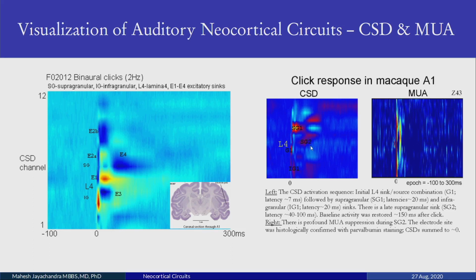And this is another response to a click, and simultaneously we're recording the multi-unit activity, and it just shows that immediately there's activity with a click, and then it goes into a depression, there's not much activity, and then it comes back to normal. This is baseline, same as this, right?